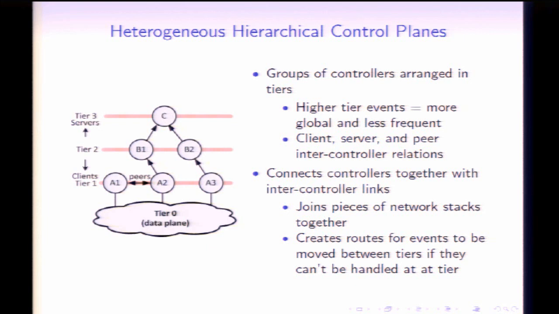And because we have the tiers, we have these notions of client, servers, and peers. Basically, given a tier, something above it is a server, and something below is a client. We make this distinction because each tier handles a certain set of events. Whatever it can't handle may be handled by a server. So that's where the client-server relation comes in. Each controller is connected to one another with these intercontroller links. These can be thought of as something joining together different pieces of a network stack. And this also allows the control plane to pick and choose and create routes for different events.